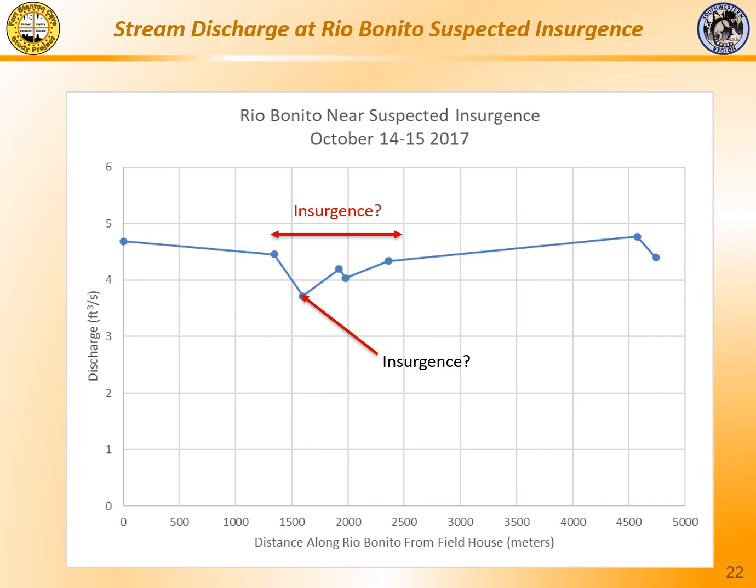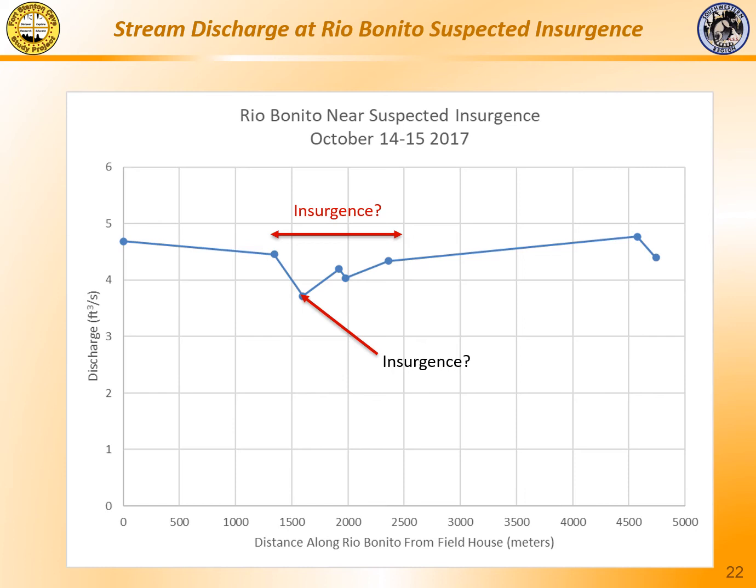Do I see anything here that I would call an insurgence? I don't. These could be just normal measurement errors. Another possibility is hyporheic flow. You've all walked along a stream and seen the water sink down into the gravel next to the stream, and it pops up again a little bit later. That's called hyporheic flow. So is there an insurgence here? Not that I could say definitively on this particular day and time.